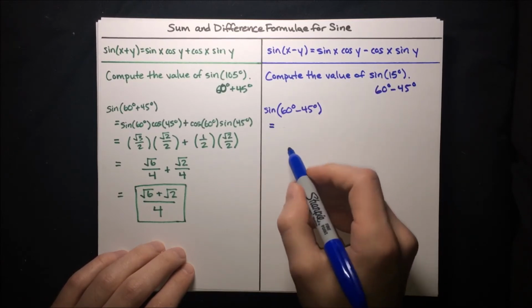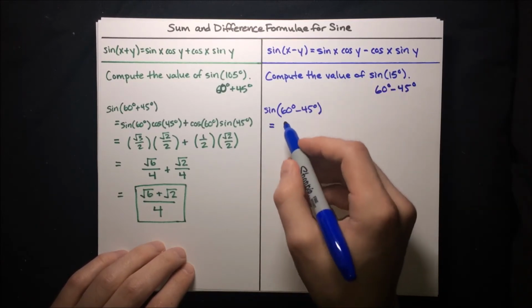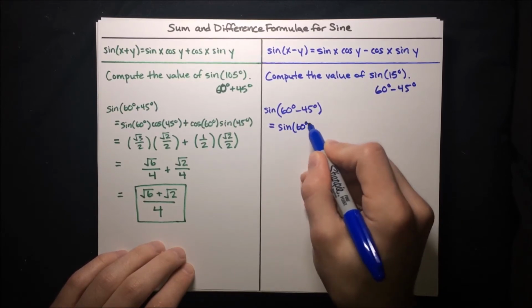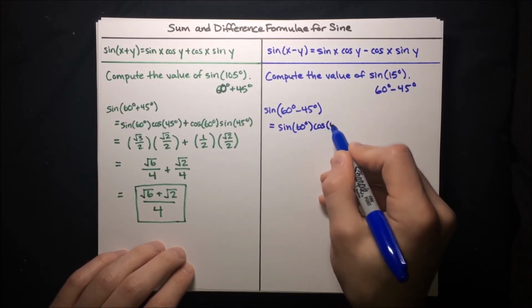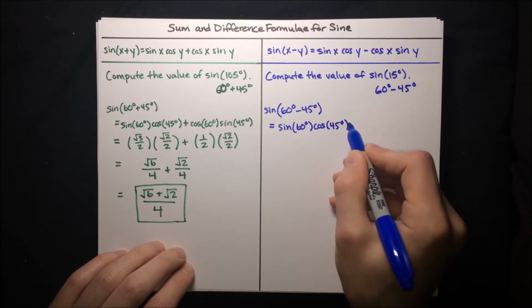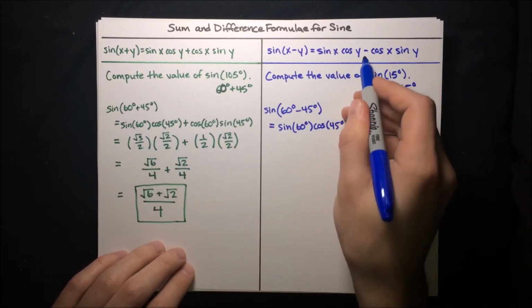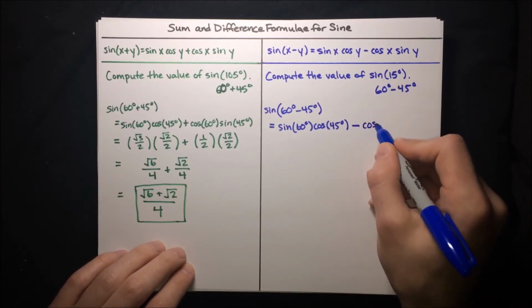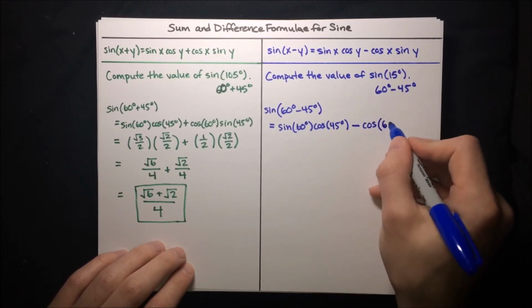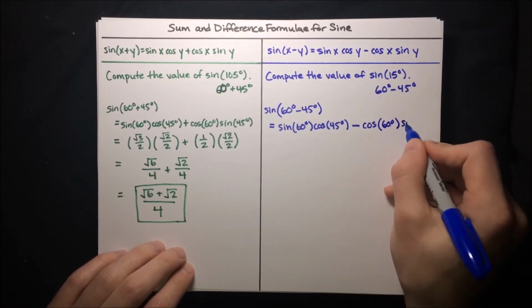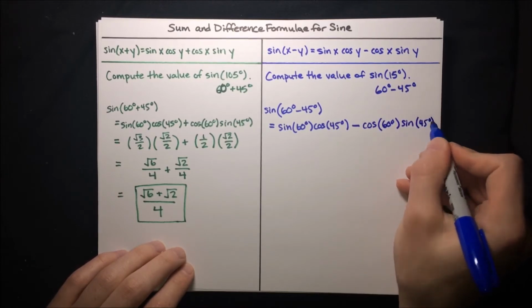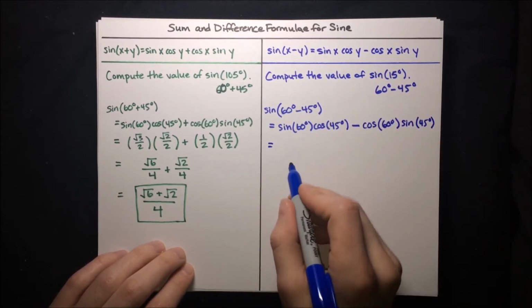So let's go ahead and do that. So that's sine of x cosine of y, so sine of 60 degrees cosine of 45 degrees, just like before, but now we have a minus in between the two multiplied terms, and then we can go ahead and write cosine of the first term, 60 degrees, times sine of the next term, 45 degrees. And then it's just a matter of simplifying.